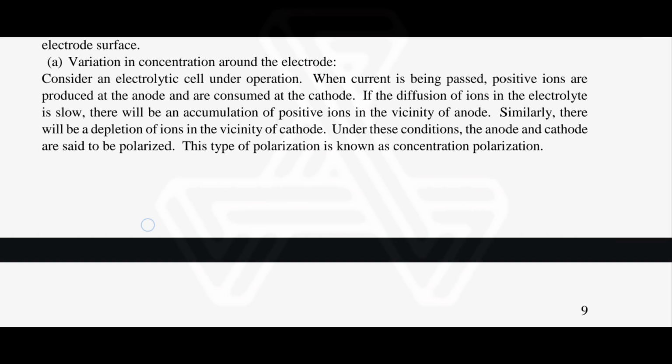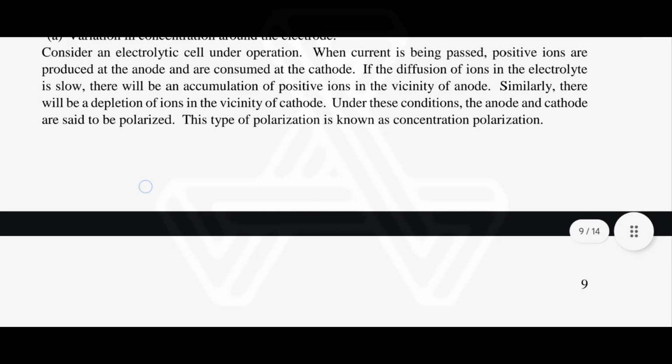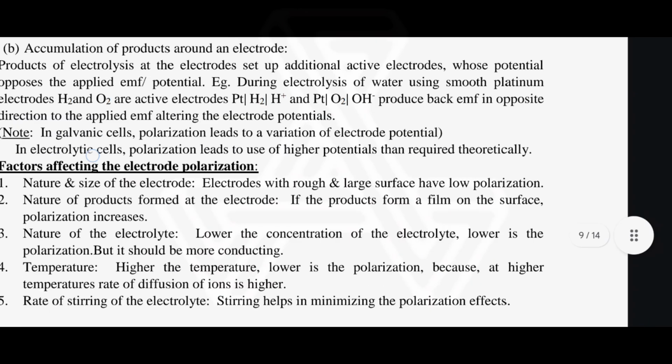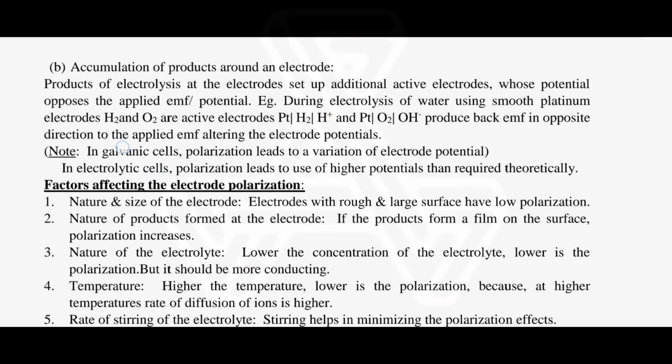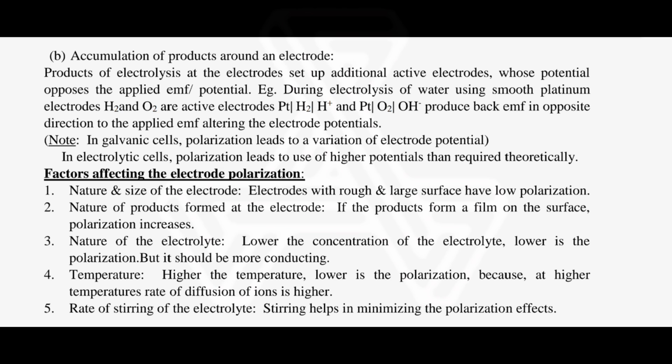Under these conditions, the anode and the cathode are said to be polarized. This type of polarization is called concentration polarization. Accumulation of products around an electrode. Products of electrolysis at the electrode set up additional active electrodes whose potential opposes the applied EMF. Example: during electrolysis of water using smooth platinum electrodes, H2 and O2 are active electrodes.